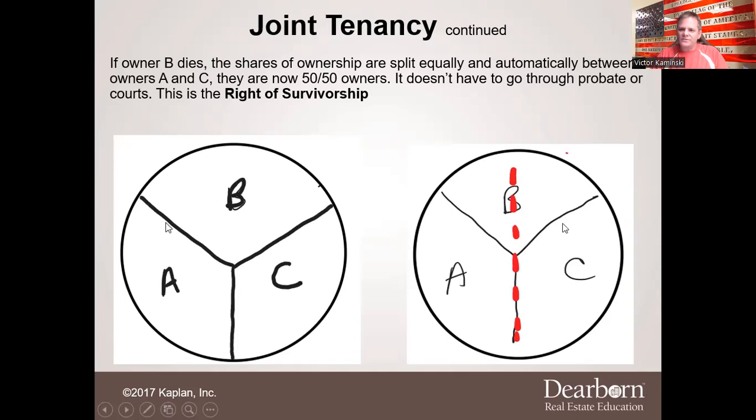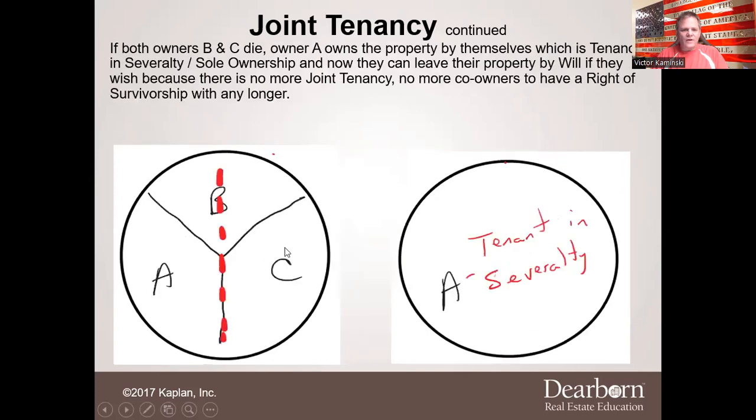They don't leave it to heirs. It gets split amongst the surviving owners. That's the right of survivorship. So now you have just owners A and C, each 50-50. And in the event C now dies, A will, through the right of survivorship, get their ownership shares because they're the only other owner. So now you've got one man standing, so to speak. Owner A is now a tenant in severalty. They're the last man standing, right?